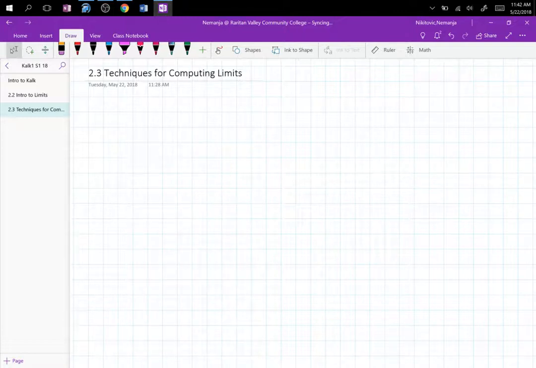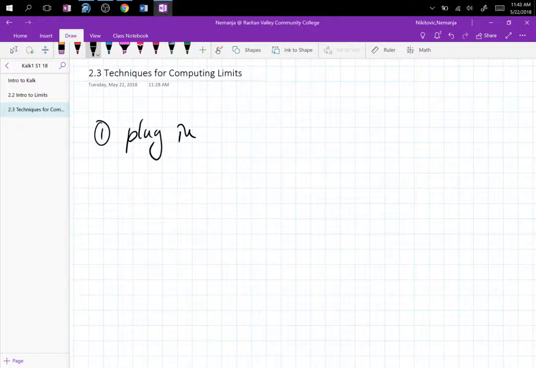However, the chart tends to be really annoying and long to calculate all the values, look at the trend, and all of that kind of stuff. So we are going to try and learn as many as possible of these algebraic techniques so that we can solve limits faster. So the first idea is going to be to just plug in the value.